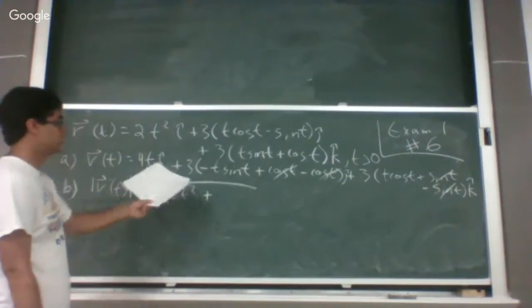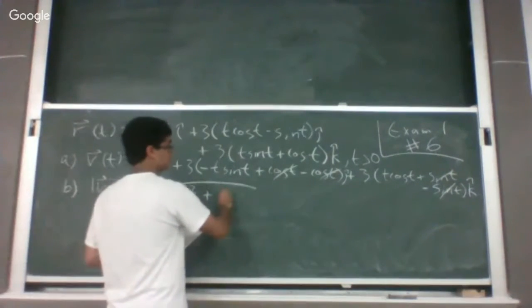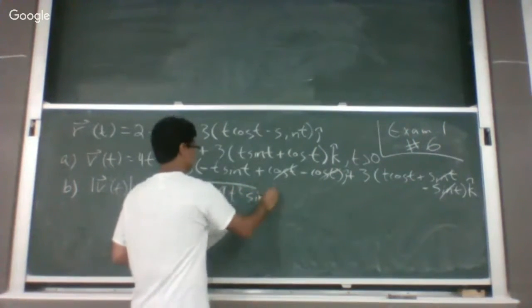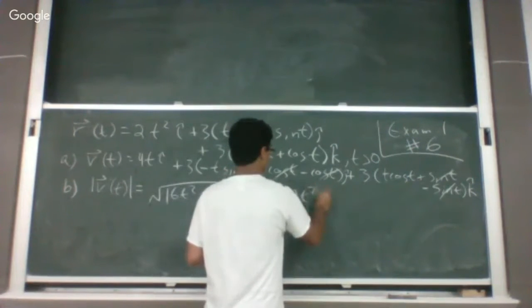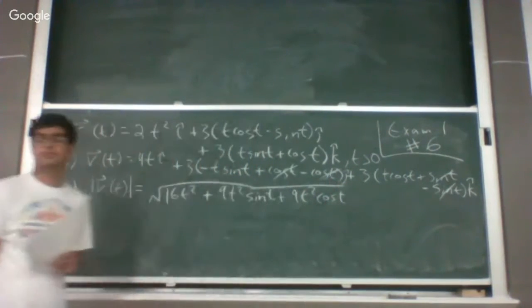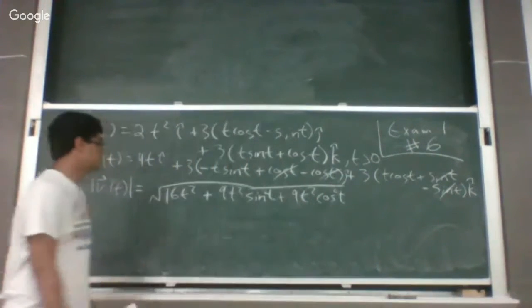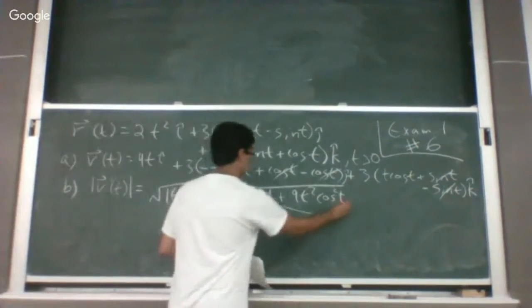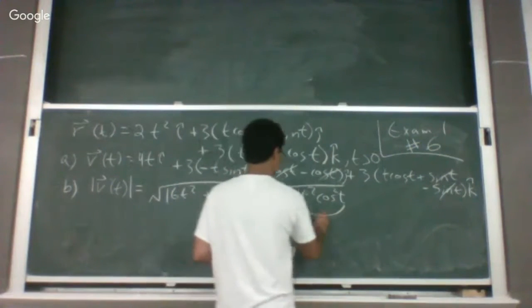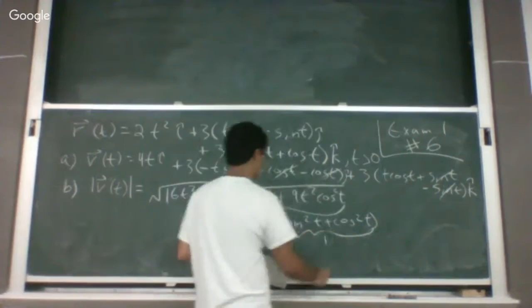So we square that. I don't know what they have here. They did 9t squared. They combined it. So this is 9t squared sine squared t plus 9t squared cosine squared t. So then these two combined, we get 9t squared, the quantity of sine squared t plus cosine squared t. We know that that is equal to 1.